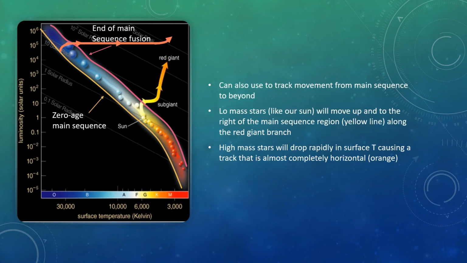We can also follow a star's change from main sequence to the stages beyond, such as going to the red giant stage. In the HR diagram, the low mass stars like our sun will move up and to the right of the main sequence region. So it goes up, right, up along the red giant branch. The star will grow steadily larger and move up in luminosity over about 1 billion years while it's looking for a new equilibrium, causing its core to shrink and heat, because there's something cool about a star that's constantly happening.